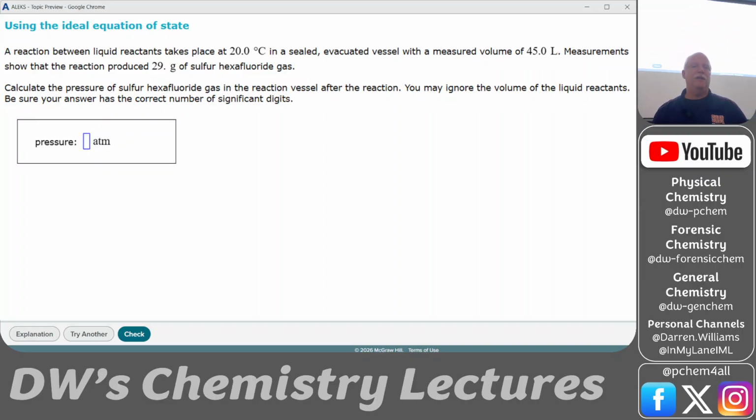So here, using the ideal equation of state. So this PV equals nRT. That's what this ideal equation of state is. This thing is PV equals nRT, that thing that you're supposed to memorize. Okay, so we'll do our temperatures first.